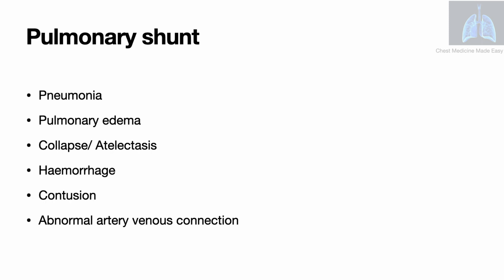Let us look at examples of pulmonary shunt. Pulmonary shunt can be caused in pneumonia, pulmonary edema, collapse or atelectasis, hemorrhage, contusion, or abnormal arteriovenous connections in the lungs.